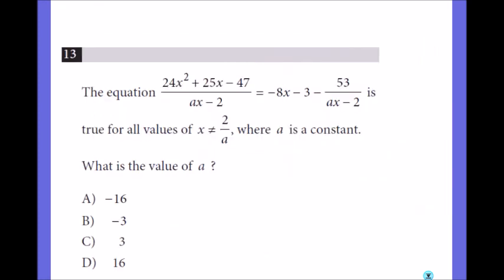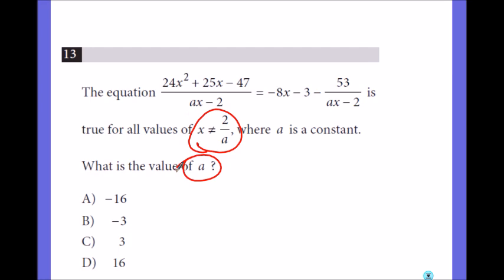13. The equation is true for all values when a is not equal to 2/3. They give you this because if it's 2 over a as x, then the denominator becomes 0, meaning it becomes undefined. So you're looking for a.